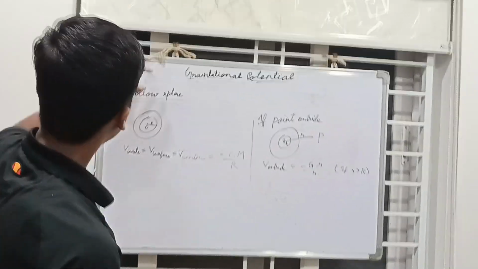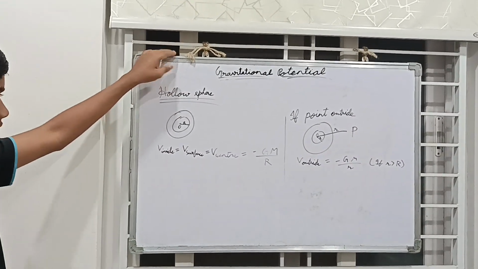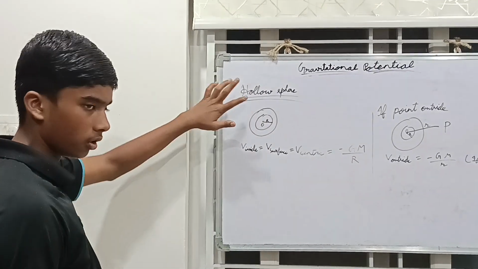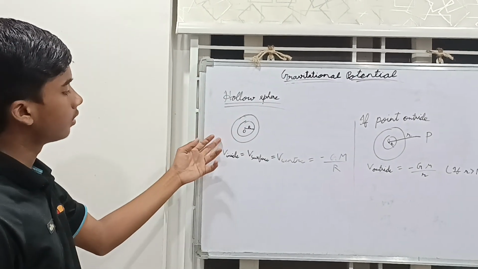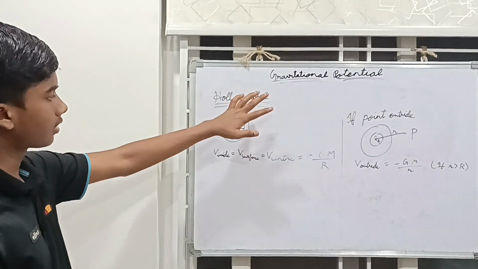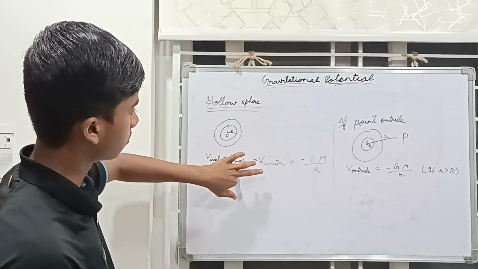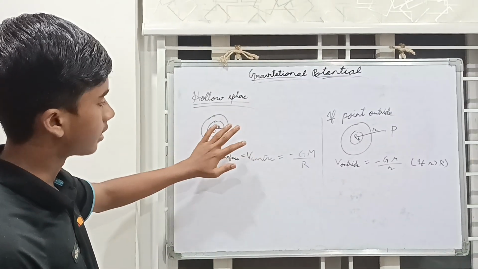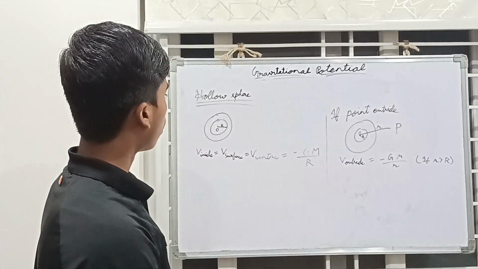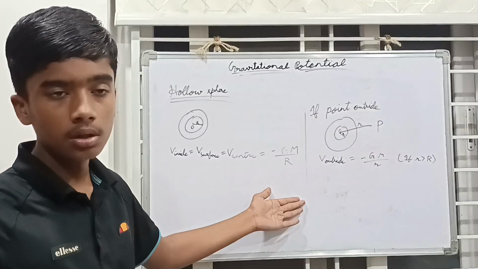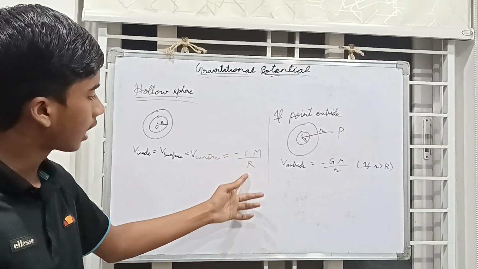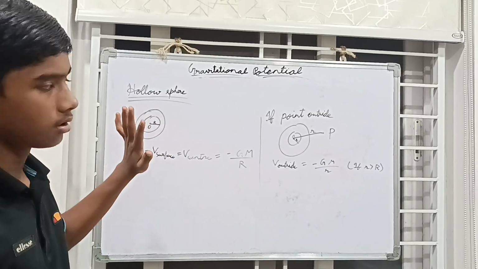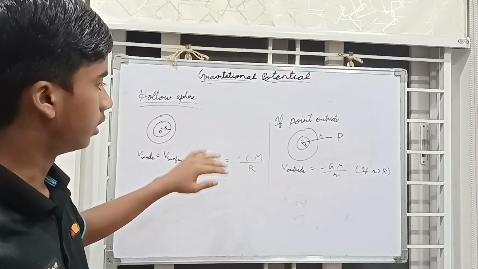Now let's go on to hollow sphere. In hollow sphere, take this as the diagram, the original diagram. In this, the gravitational potential inside is equal to the gravitational potential on the surface, which is equal to the gravitational potential at the center. In hollow sphere, it's always taken like this, which equals minus Gm by capital R. Capital R is the only one there. There's no small r here.